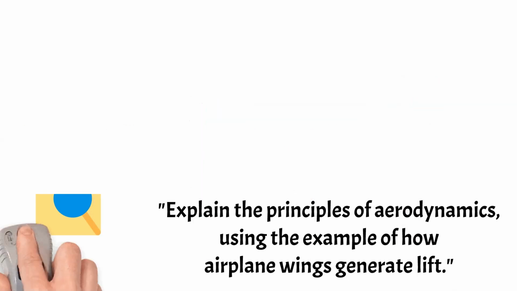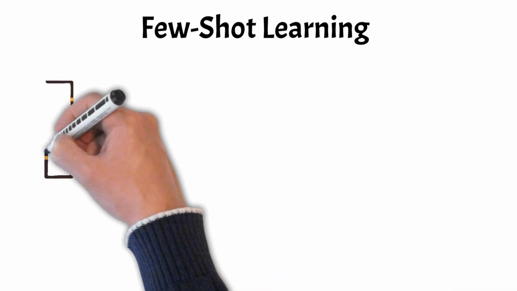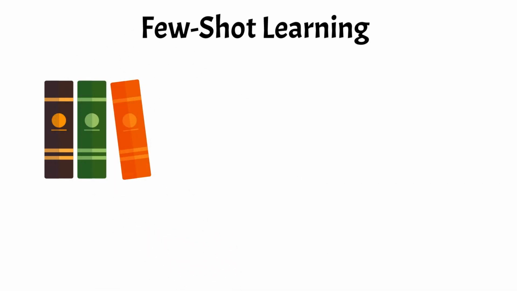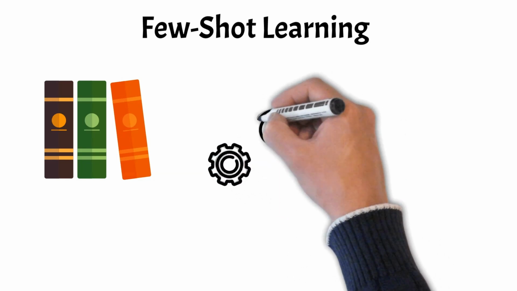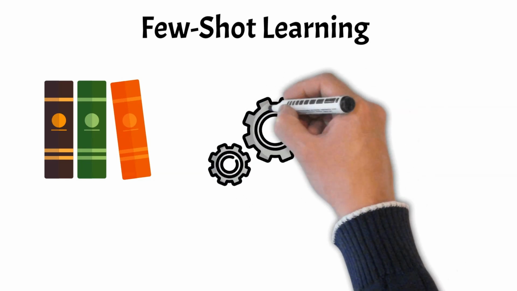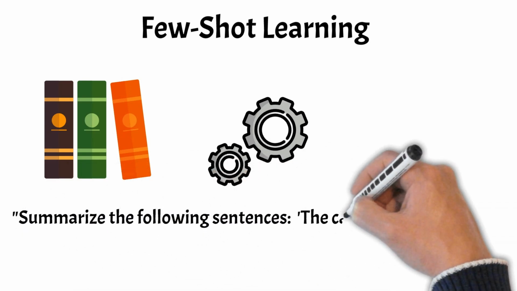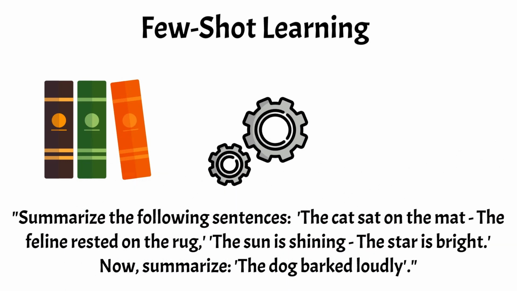Up next, we have few-shot learning. Few-shot learning is a prompt engineering method where an AI model is given a few examples to learn from and perform a task. Unlike one-shot learning, which relies on a single example, few-shot learning provides multiple instances to help the model better understand the task at hand. For example, a prompt might be, "Summarize the following sentences. The cat sat on the mat. The feline rested on the rug. The sun is shining. The star is bright.